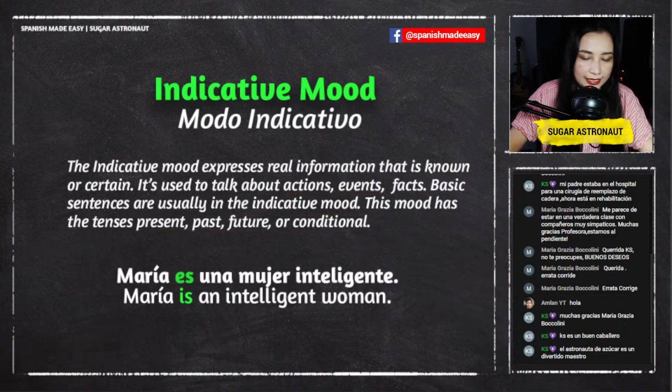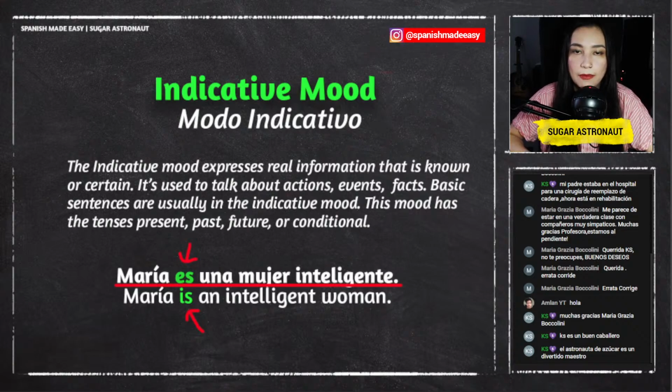let's look at some example, just a quick example, okay? So the example is María es una mujer inteligente. María es una mujer inteligente. And this means María is an intelligent woman. So we can see here the indicative mood that we're using, okay? We are conjugating the Spanish verb ser, okay? And it is in indicative mood, also in present tense.